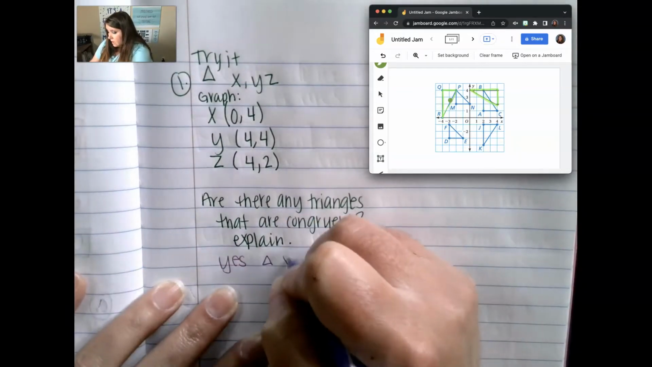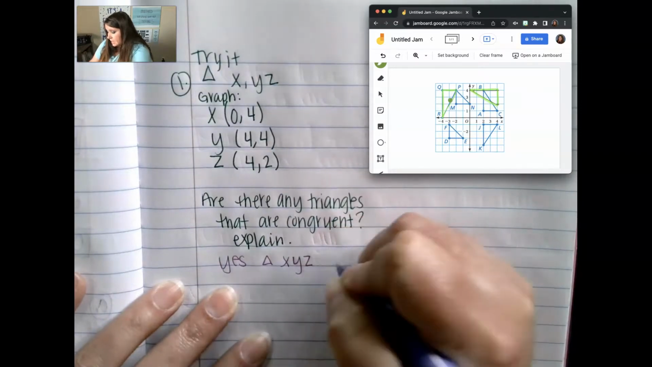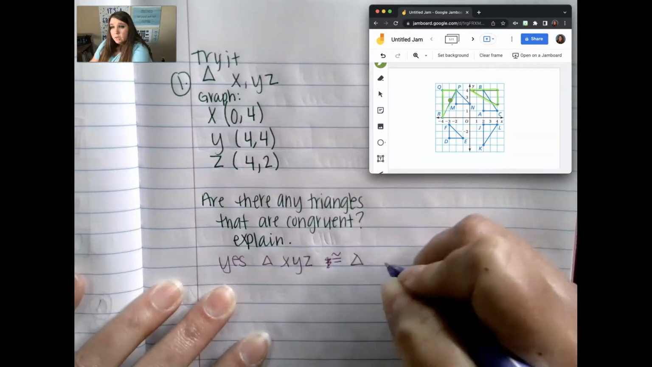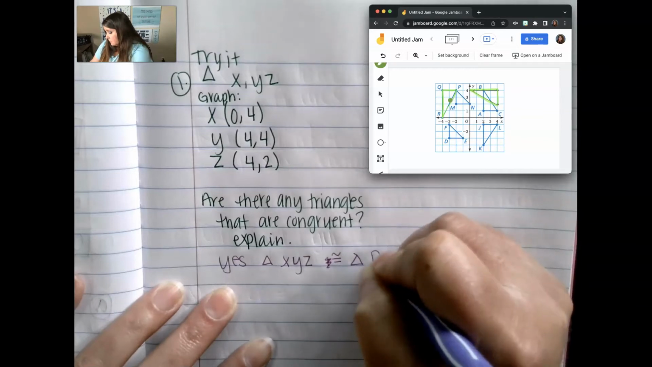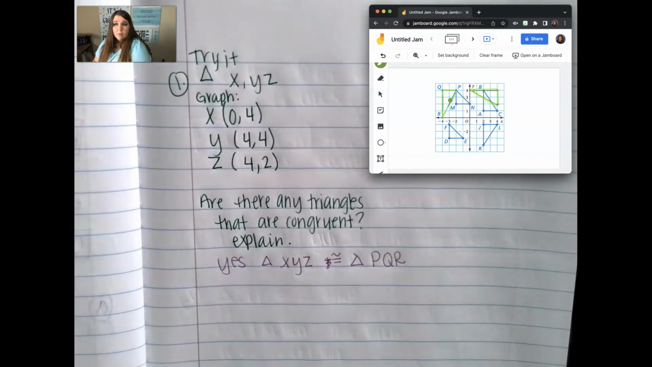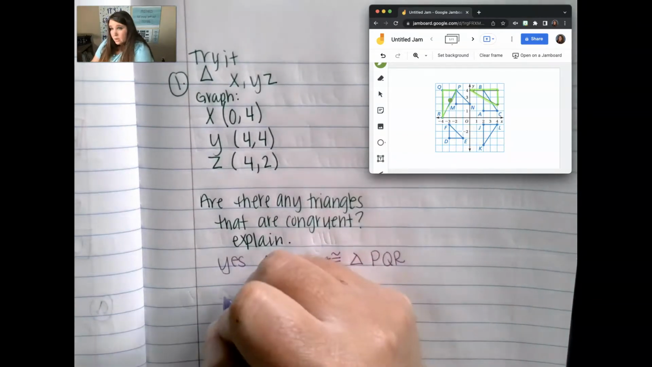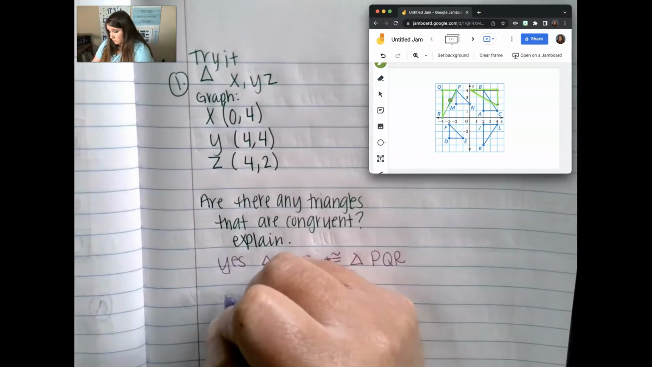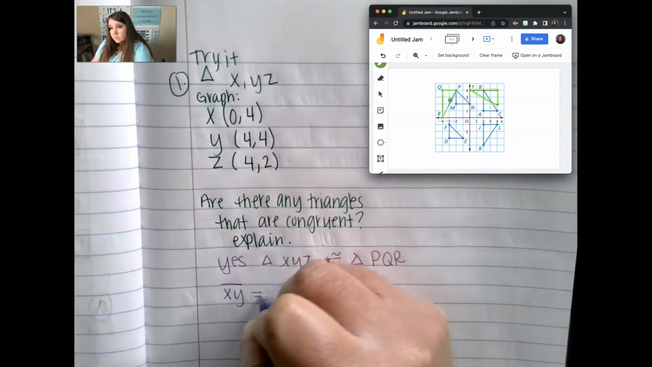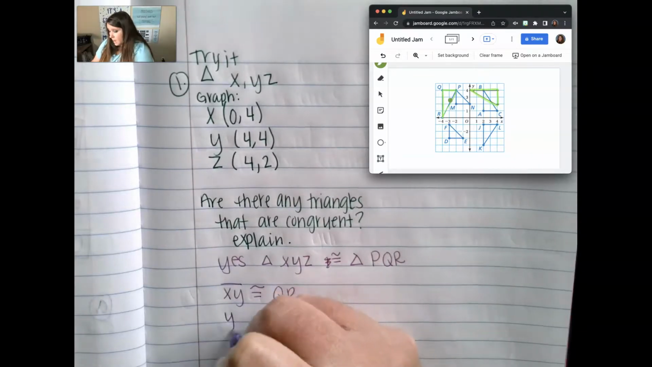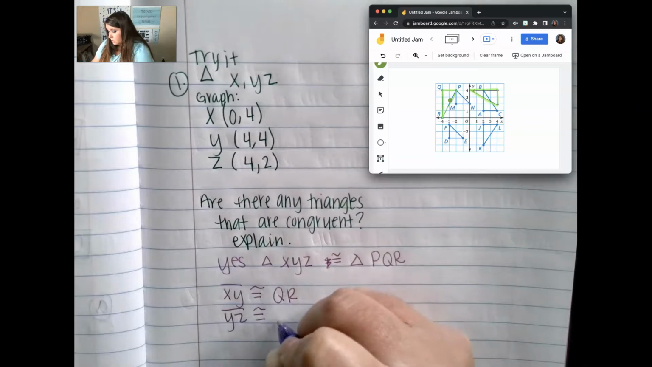Yes, triangle XYZ is congruent to triangle PQR. All right, now we have to explain the why. Well, the why is we have triangle XY is congruent to QR, and YZ is congruent to PQ.